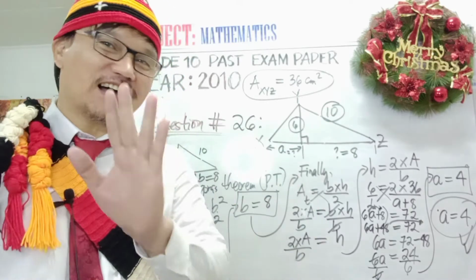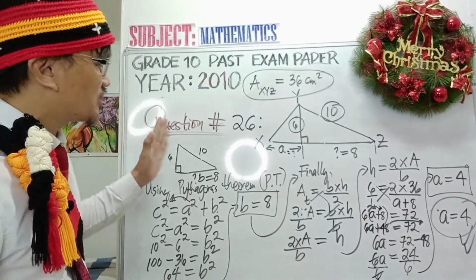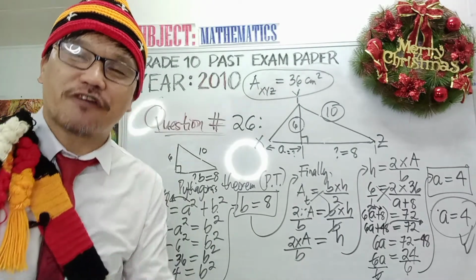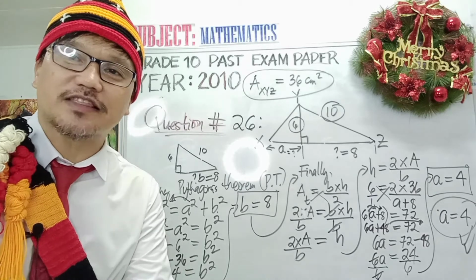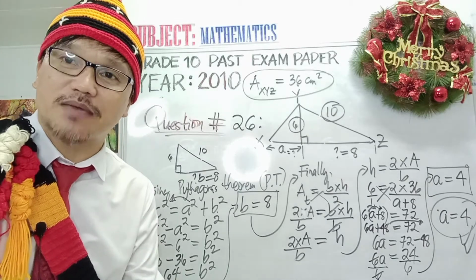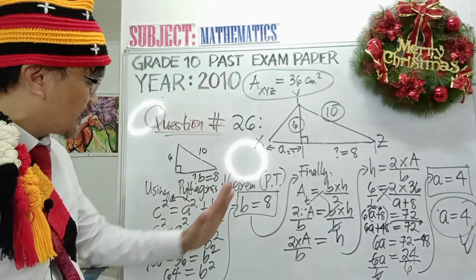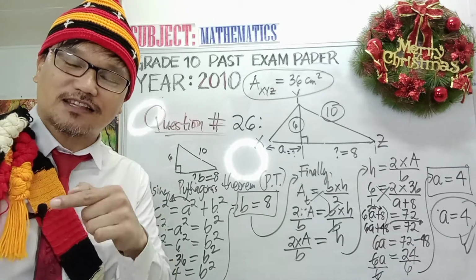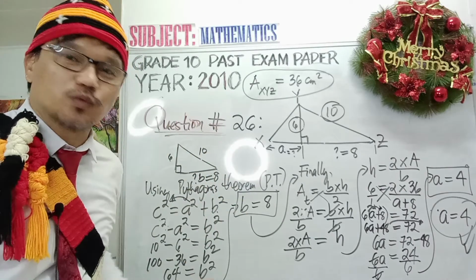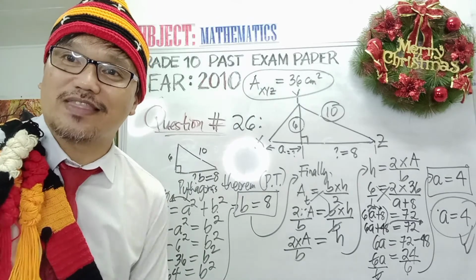Last time in our previous video, we answered question number 26. It was the first question of part B of the Mathematics Grade 10 past exam papers, year 2010. This is the working out of what we did in the previous video, and you can watch that video to know how this was done. Now let's move on to question number 27.